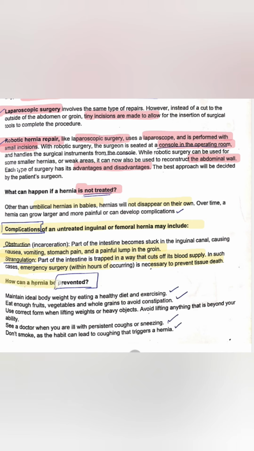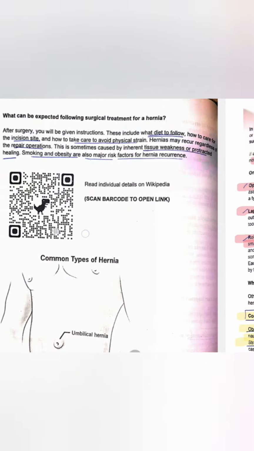How can a hernia be prevented? The best treatment is prevention. Maintain an ideal body weight by eating a healthy diet and exercising. Eat enough fruit, vegetables and whole grains to avoid constipation, and use correct form while lifting weights or heavy objects. Avoid lifting anything that is beyond your ability. See a doctor when ill with a persistent cough or sneezing, and do not smoke. A bad habit can lead to coughing that triggers a hernia.